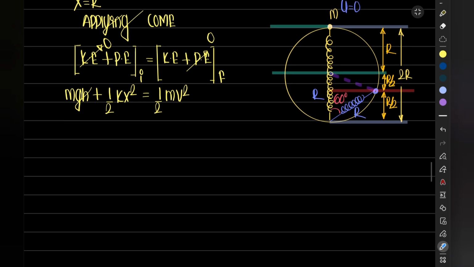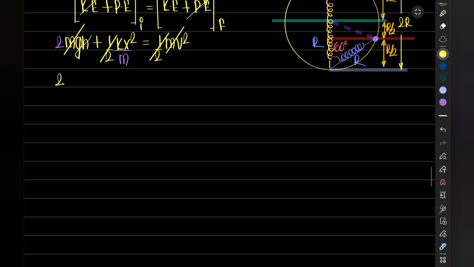Okay, so in order to remove the 2, I am multiplying the entire equation by 2. This 1 by 2, 1 by 2 will get cancelled out, and here we will have 2. In order to remove the m, I am dividing the entire equation by m, so because of that here we will have our m. Okay, now it is basically 2gh plus kx square by m is equal to v square.